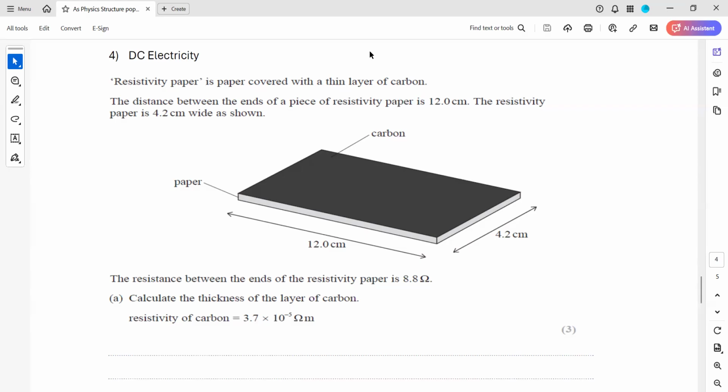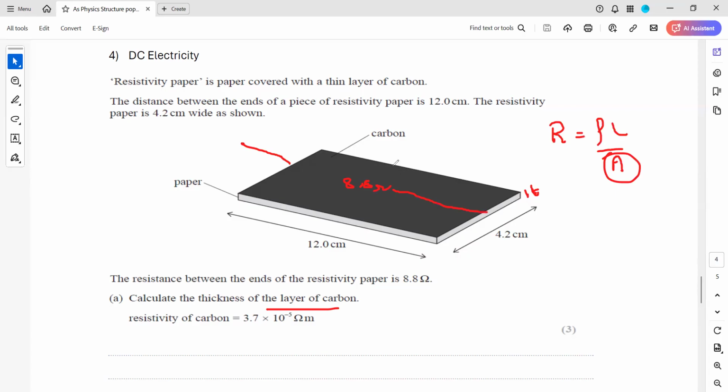Like we need this T. This thickness we need. Not for the full paper, we just need the layer of carbon. So from one end to another, this is how much they mention here. Resistance is 8.8 ohm. So we have the formula that R is equal to rho L divided by A. So first we'll find A.